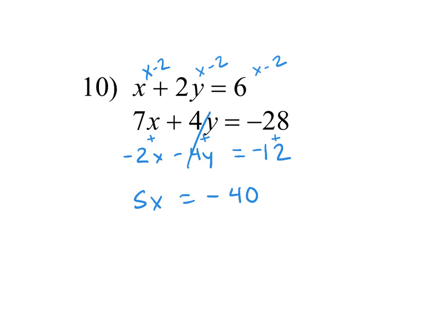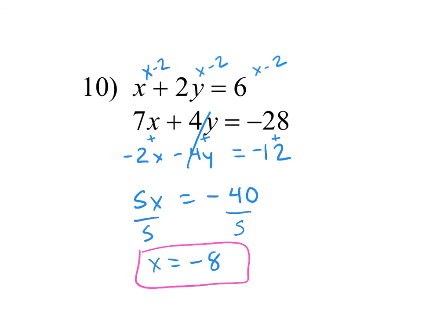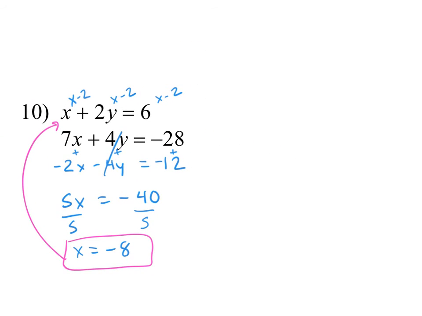What do we do next? Divide by 5. So x is equal to what? -8. What do we do next? Plug it in. What are we going to plug it into? Sure, let's plug it into the first. So just make sure you're plugging it into x. So we have -8 plus 2y is equal to 6.